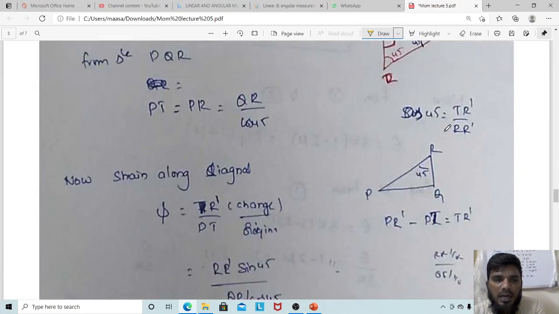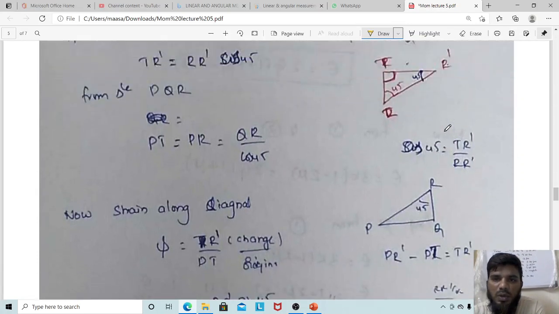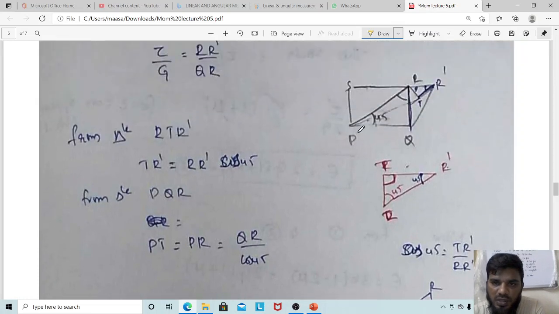According to this diagonal change, the strain that we are going to observe is nothing but, if you see here, initially the diagonal is PR. Now the PR has been changed to PR dash. So if you draw an exact perpendicular from here, that PR and PT will always be equal. Correct? I am writing here PR will be equal to PT, because they are of the same length.